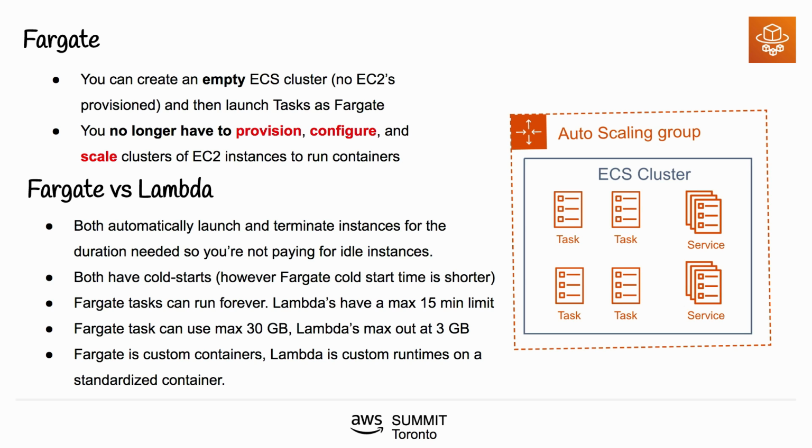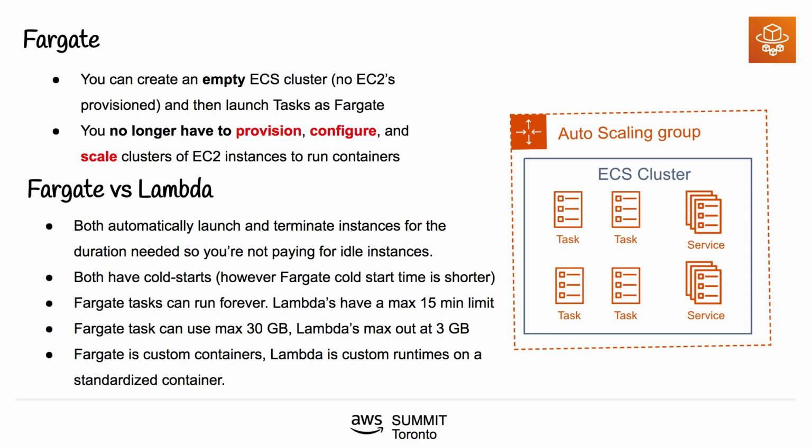Just like an AWS Lambda, all right? But the huge advantage here with Fargate is you do not have to provision or configure or scale those EC2 instances. AWS is going to take care of it for you. Now, Fargate is very similar to Lambda, so it's definitely worth comparing the two. They both automatically will launch and terminate instances for the duration needed, so you're not paying for idle instances. They both have cold start, so that is a disadvantage. That means there's some time before the first instance runs, and then the instances after that will be a little bit faster because the EC2 instance is running.